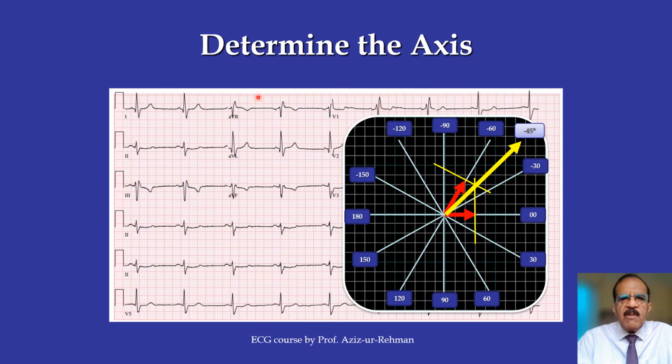There is another ECG abnormality here, but I'm not going to confuse you with that. We are just discussing axis in this case. So we have determined cardiac axis to be minus 45. So I hope you had some understanding.